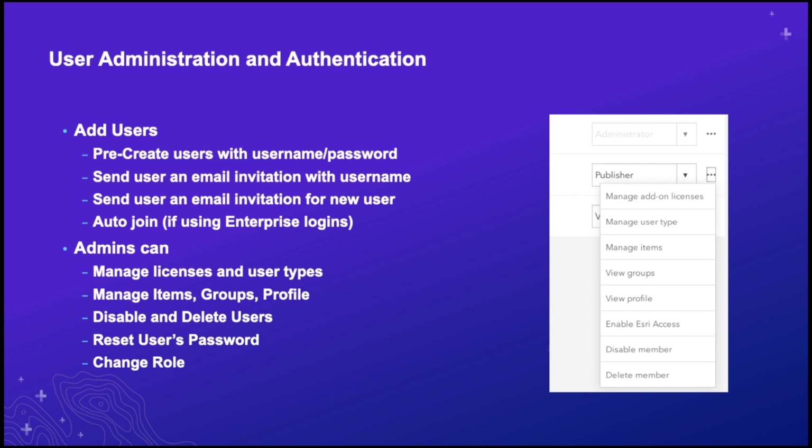Now, administrators in the organization are, as I said before, very powerful users. They can manage everything. Obviously, they can manage the organizational properties, but they can also manage licenses and user types. They can manage everybody's items, groups and profiles. They can disable and delete the users in addition to adding them. They can reset users' passwords, and they can change users' roles. So those are some of the things that the admins can do, but they are basically the managers of the organization and can do anything.